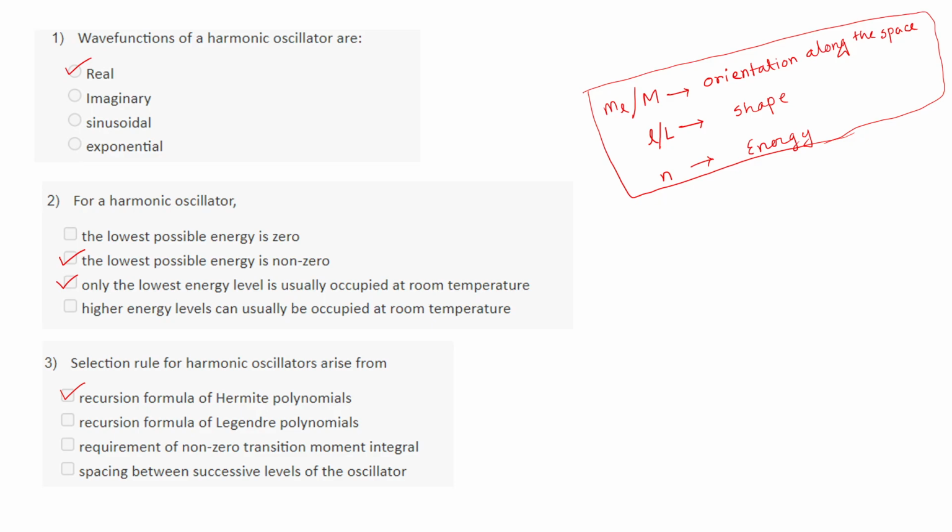And what about the third and fourth option? Is the spacing between the successive levels of the oscillator, does it really alter the selection rule? Selection rule will come from the transition moment. I think requirement of non-zero transition moment is correct. Yes, it would be required. Why would it be required? If the transition moment integral is 0, then there is no transition, right? So you need a non-zero transition moment integral.